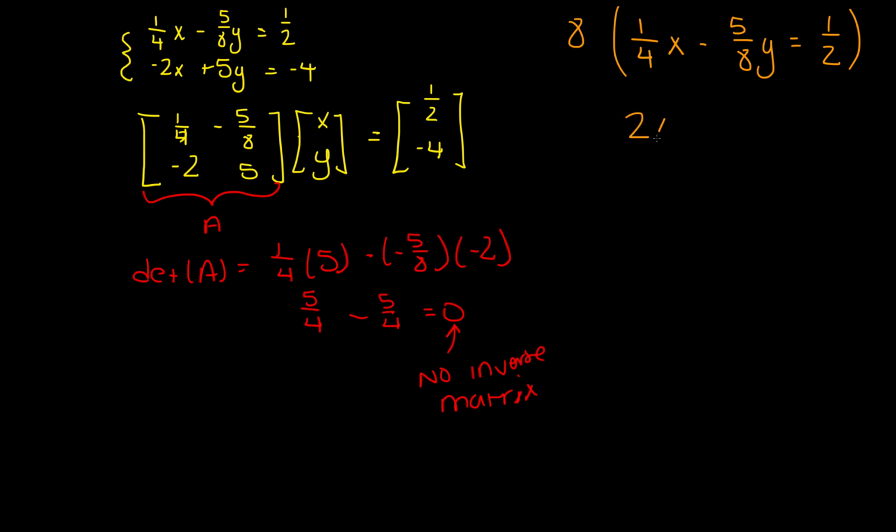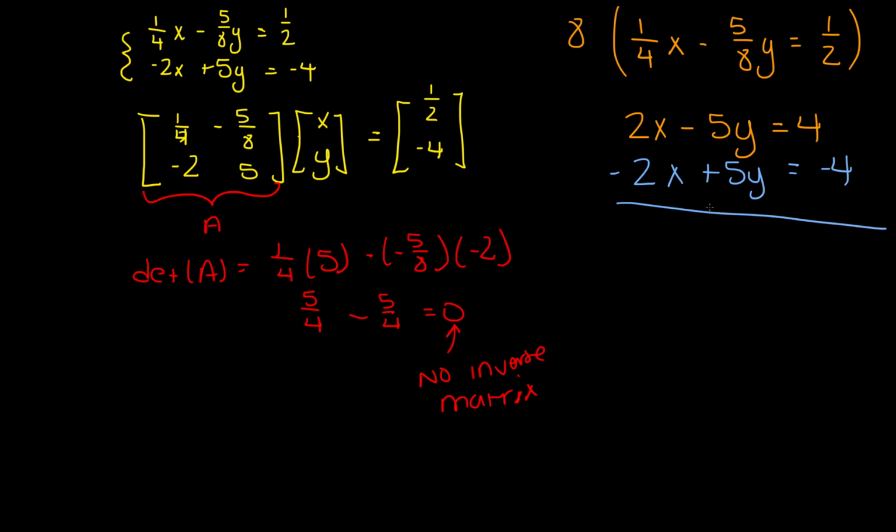8/4 is going to be 2x. This one is going to be minus 5y. This is going to equal 4. If I bring down equation number 2, I get negative 2x plus 5y equals negative 4. Essentially, these cancel out, so we get 0 equals 0, and this means that we have an infinite amount of solutions.